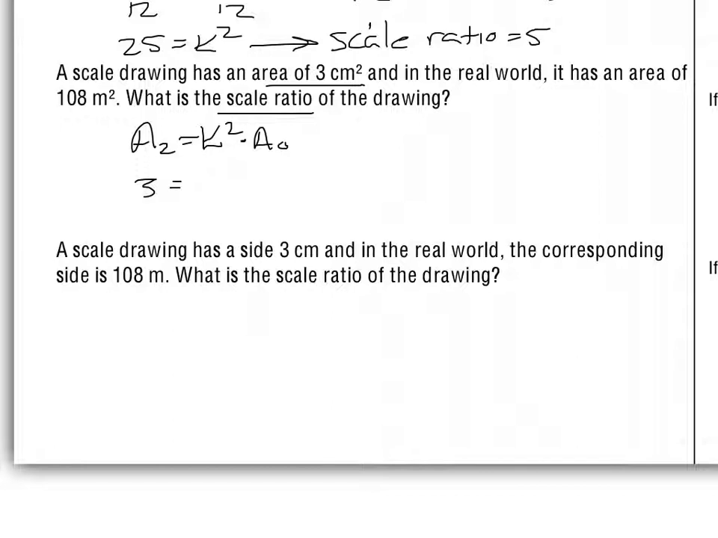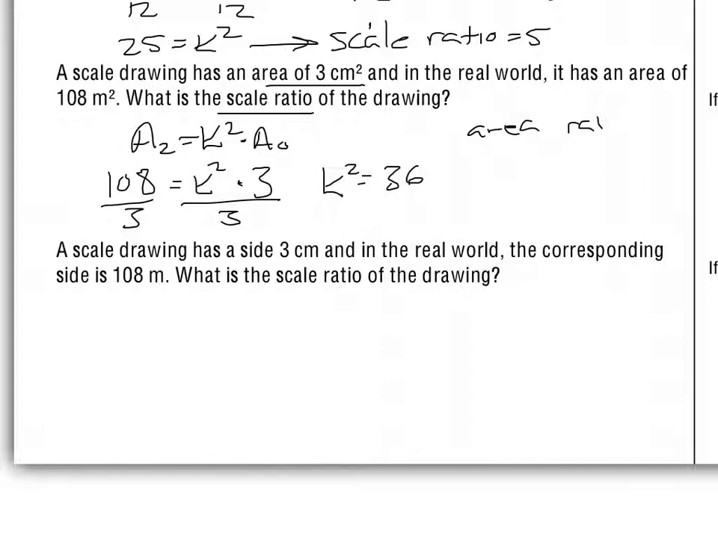nope, sorry, the drawing is 3, so let's go ahead and fix that. Our drawing here is 3. In the real world, it is 108 equals 3 k squared. So I want to figure out what my area ratio is. I want to get that k squared around, divide by 3. It's going to give me that k squared is equal to 108 divided by 3. That'd be going 1 times 16, 36. So the area ratio equals 36.